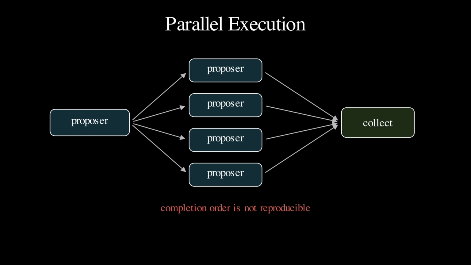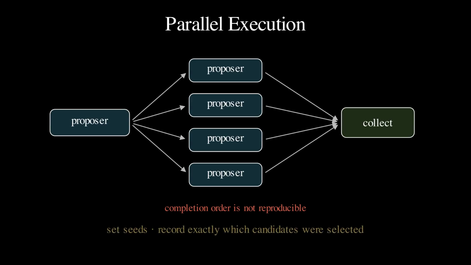But parallelism brings one hazard: non-determinism. The order in which parallel operations finish is not predictable from one run to the next. If the final choice depends on that order, say to break a tie, the result can change between runs. The discipline is simple: set your seeds and record exactly which candidates were selected, so a run can be reproduced and explained later.